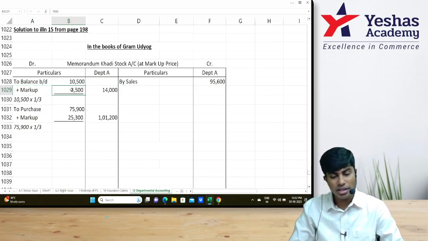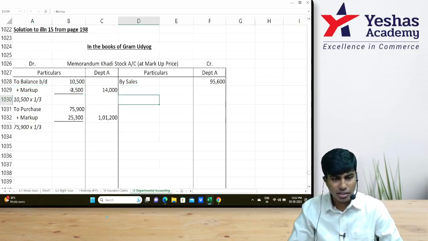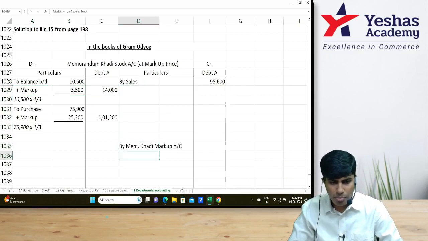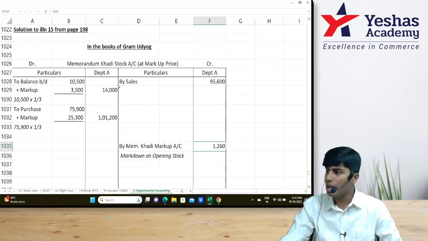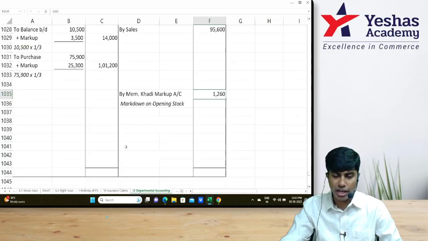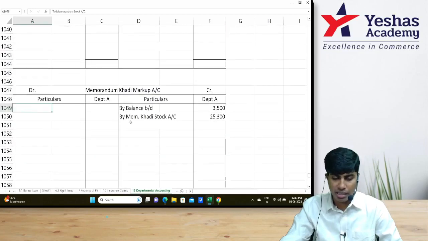There is no space to reduce. So what do I do? Credit side. Shall I write here? By markdown, memorandum khadi markup. Markdown on opening stock. How much? 1,260. Am I right? Say something. So this 1,260, I'll write it in my memorandum khadi markup account.